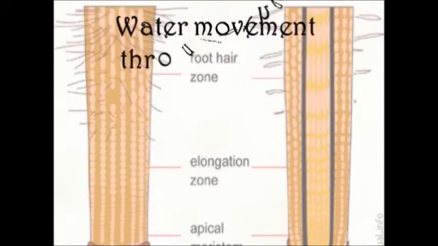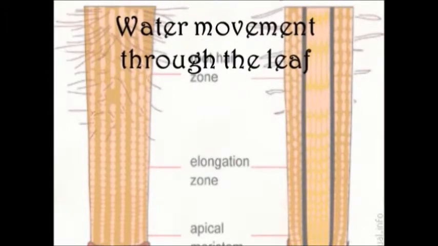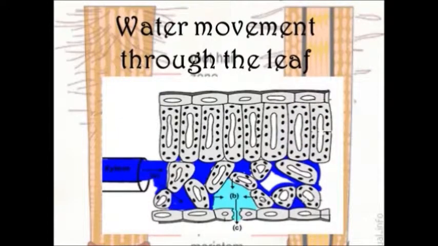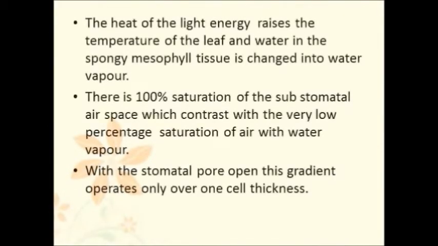Water movement through the leaf. The heat of the light energy raises the temperature of the leaf, and water in the spongy mesophyll tissue is changed into water vapor.